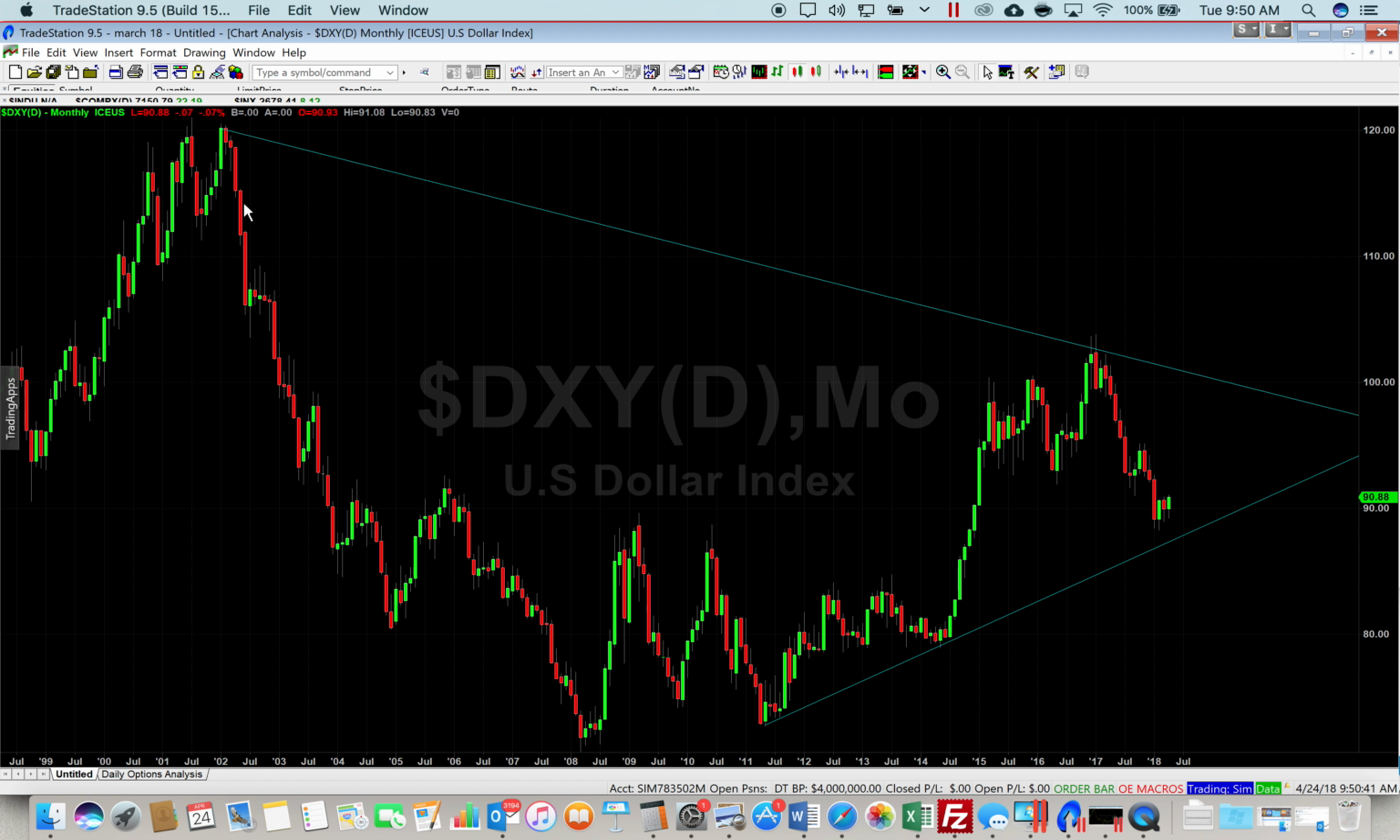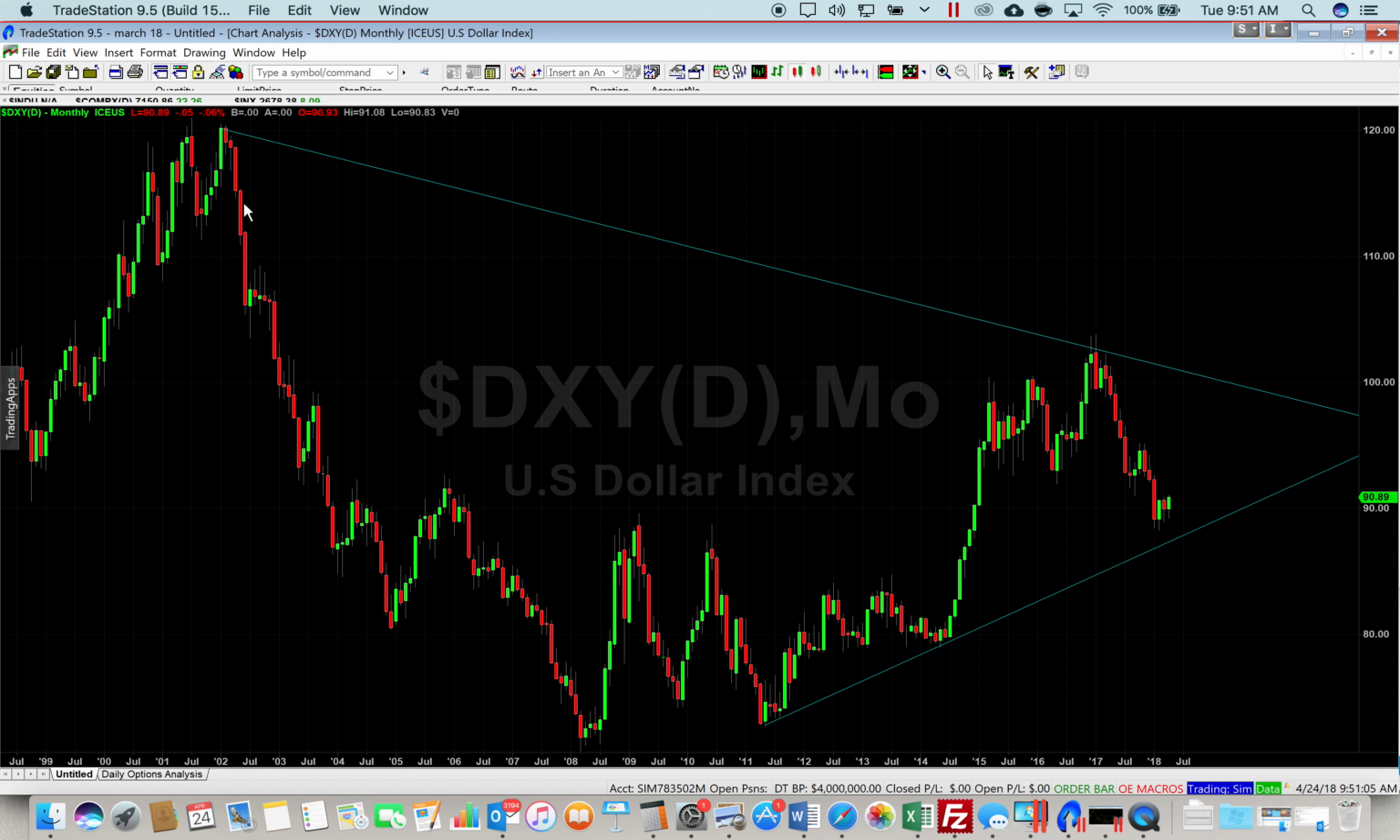Today I want to look at the US dollar, and to do that I'm going to use the US dollar index. Symbol is DXY. If you're not familiar with the US dollar index, it tracks the purchasing power of the US dollar against the 6 major trading partners of the United States. As we often do, I'm going to analyze this market in multiple time frames.